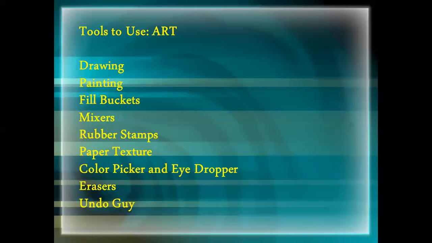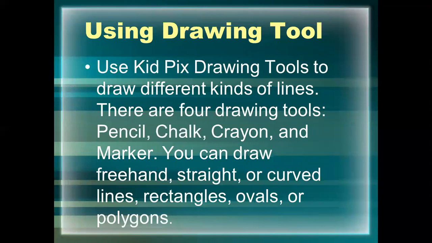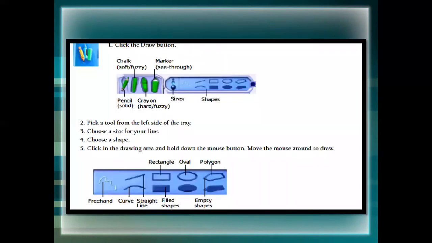But before I start, let us discuss the drawing tool. The KitPix drawing tool consists of different lines. There are 4 drawing tools, that is pencil, chalk, crayon and marker. You can draw freehand, straight, curved line, rectangle, oval and pentagons. Can you see this? This is the draw button. When I click on this draw button, what will happen? A chalk, pencil, you can choose any of these and you can choose any of the sizes and then you can draw the shapes. There are different shapes: freehand, curve, line, rectangle, fill rectangle, oval, fill oval, polygonal and the fill polygonal.